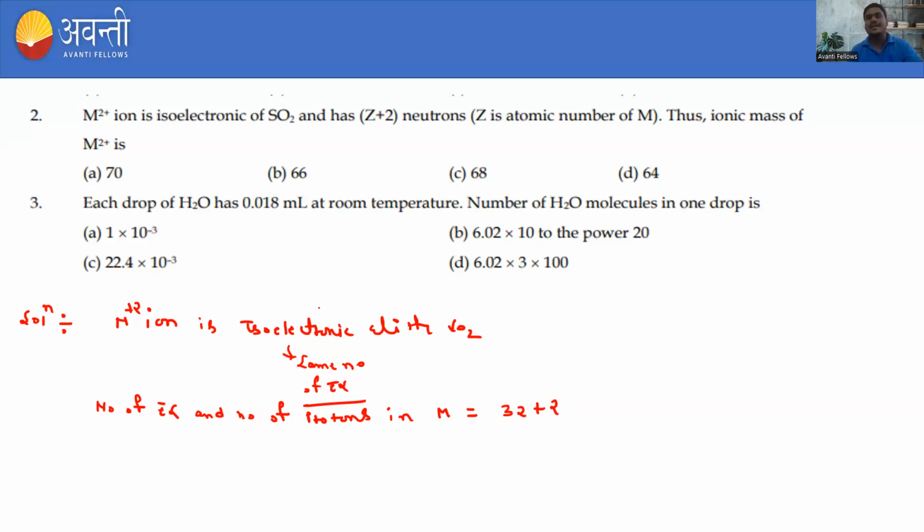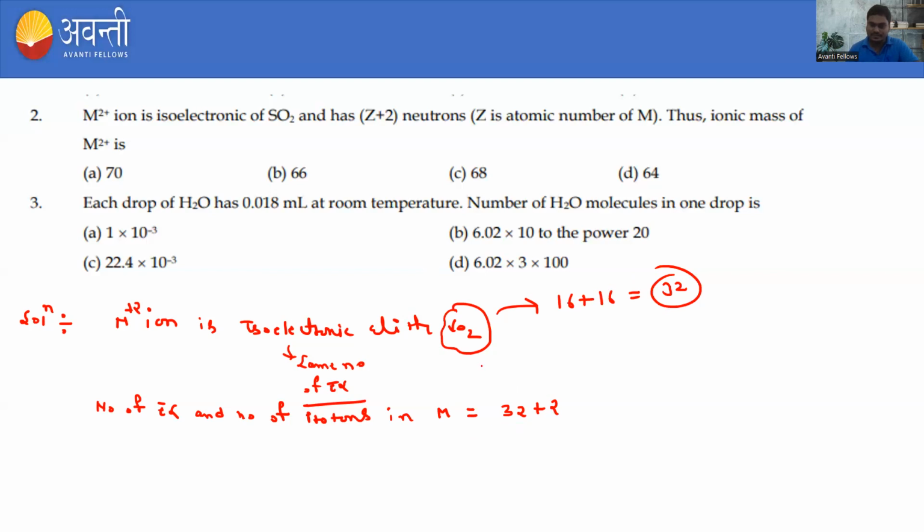Because the M plus 2 ion is isoelectronic with SO2. And we know that in SO2, sulfur has 16 and O2 has 16, so they have 32 electrons and 32 protons in a neutral state. So if the M plus 2 ion is isoelectronic with SO2, then it must also have the same number of electrons. So they have 32.